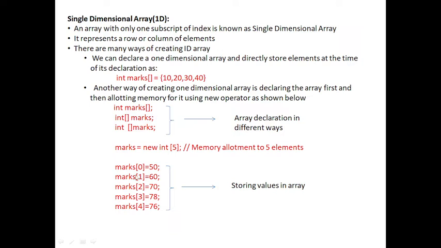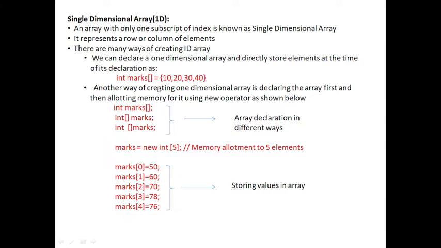Hence marks of 0, right? This is the first memory location. This is the name of the first memory location, that is marks of 0. In that memory location we are storing 50. Marks of 1, this is the next memory location, there we are storing 60. In this way we have stored 5 elements, right? So 50, 60, 70, 78, 76, these are the values we assigned in the array, right?